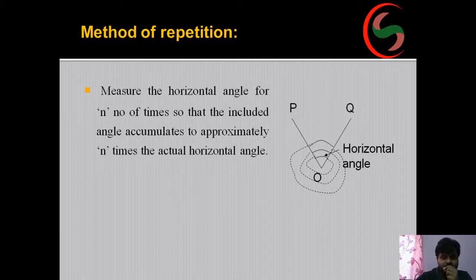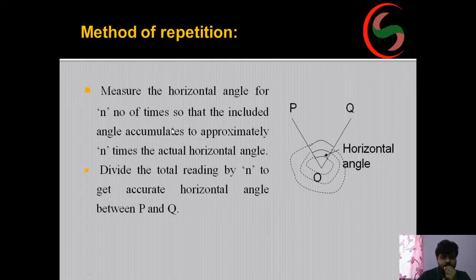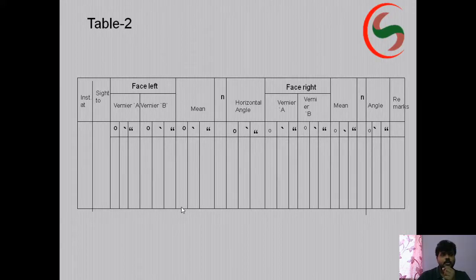So suppose exactly 20 degrees, 3 times means 40, 60. The 4th time means 80. Like that it will be cumulated, and you get the average of those. 4 times means divided by 4, like that you have to do. So divide the total reading by n to get the accurate horizontal angle between P and Q. The final one is this one, in the same tabular column.